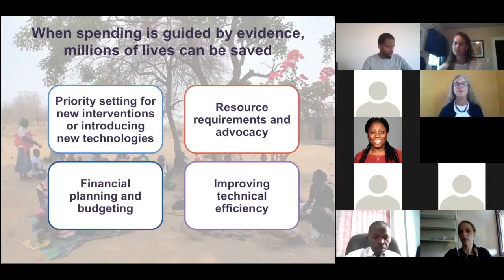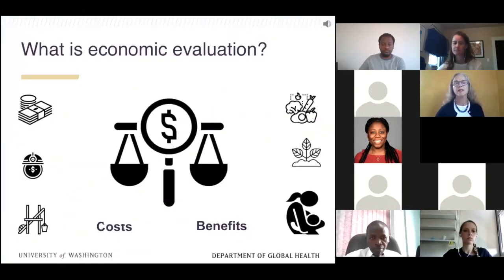So economic evaluation helps us to do this in almost every sector: health, agriculture, environment. Economists have developed methods to measure the value of policies, interventions, and technologies. So what is economic evaluation? It seems that most of you already know that economic evaluations include a range of comparative methods to help evaluate choices or trade-offs between costs and benefits.